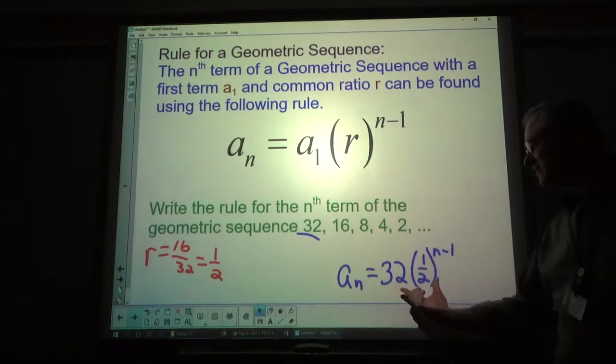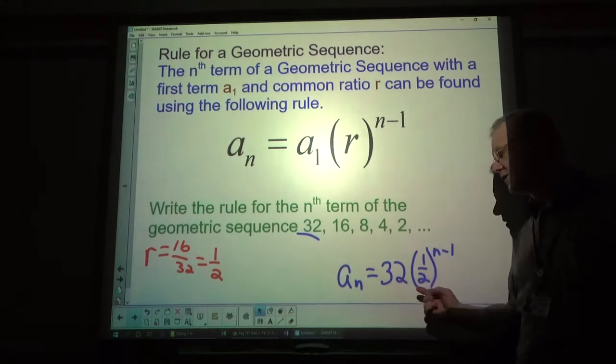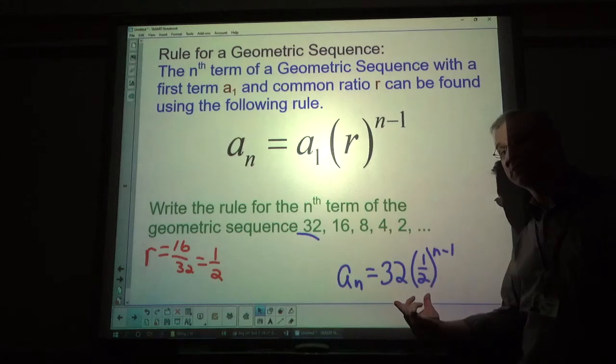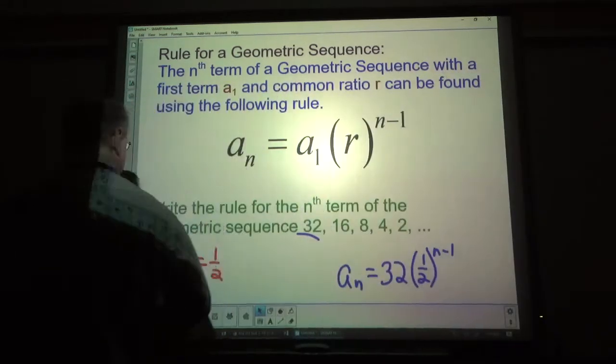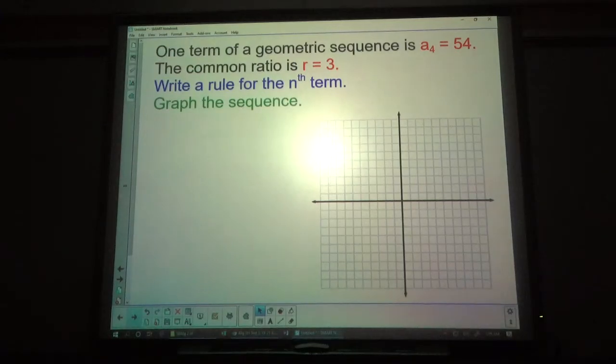And by the way, don't try to multiply these two. This is being raised to a power. You can't multiply these two until after the power has been applied. Can't do it. All right, next is finding a common ratio, finding the rule for the nth term given the common ratio and a particular term. After that, we'll show the skill of graphing.